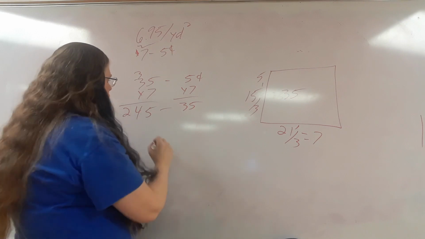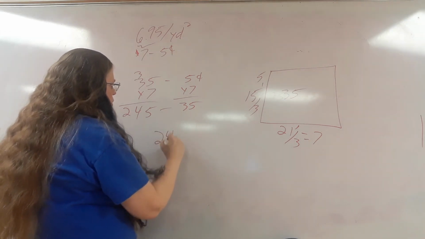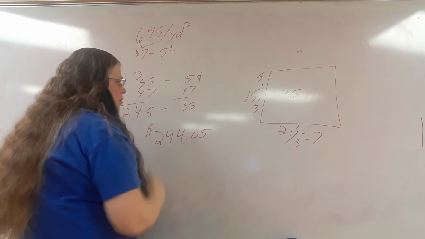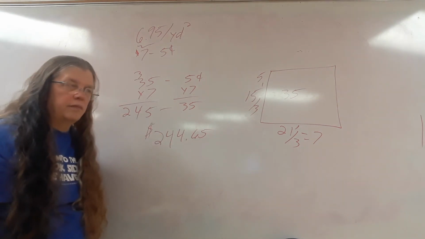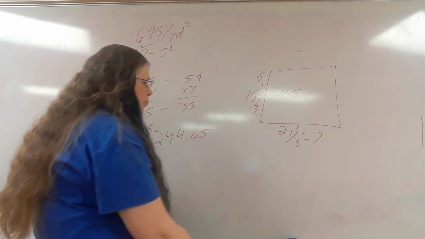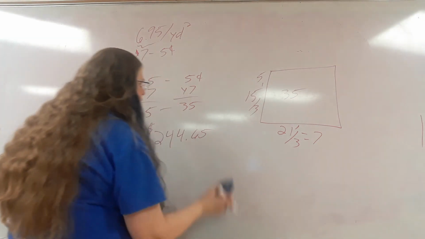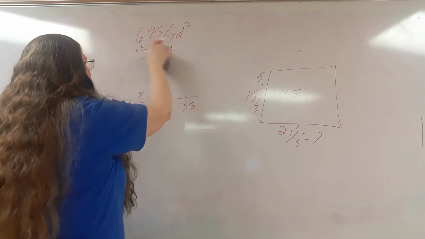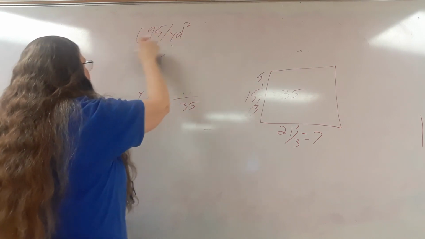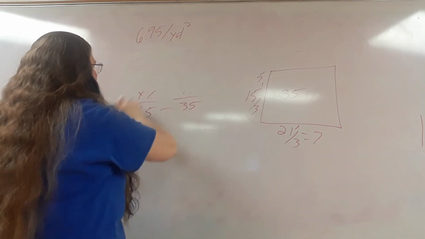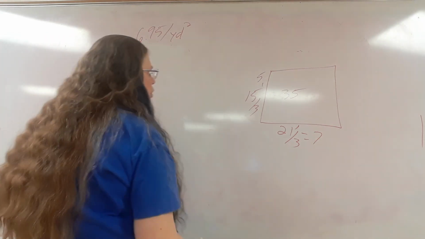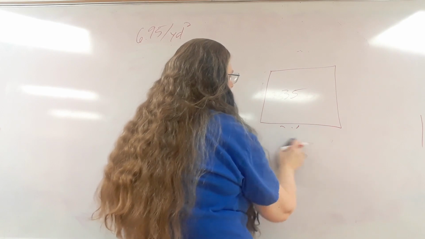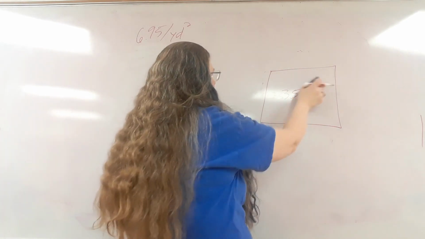So the actual answer is $244.65. Okay? What happens if you don't recognize that you need to change units until after you've done the multiplication? Do you need to throw out all that work? No, actually you don't. You need to make the conversion after you do the multiplication.